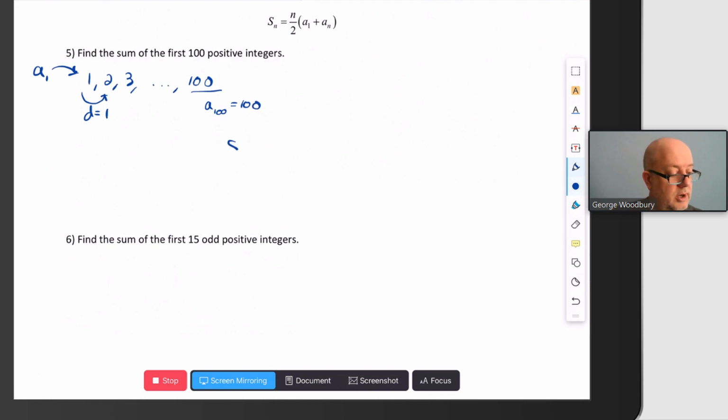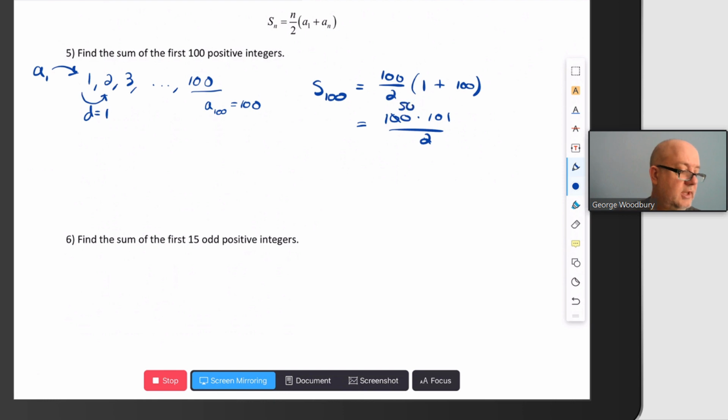So if we want to find that 100th sum, actually, let me write it in a different space. I want that space for something else in a minute. S sub 100 is equal to 100 divided by 2 times a sub 1 plus a sub n. We end up with basically 100 times 101 over 2. And if I divide 2 into 100, that's 50. And if I multiply that out, I get 5,050. So that's the sum of the first 100 numbers.